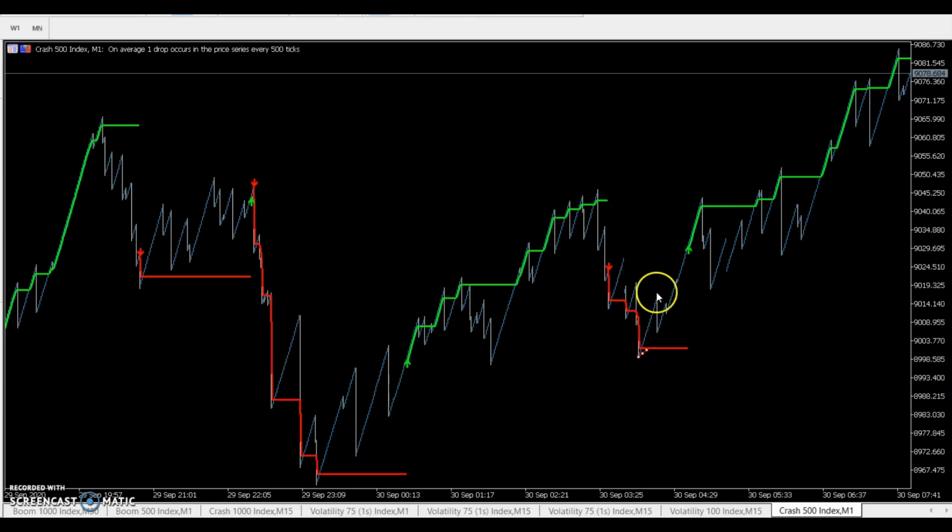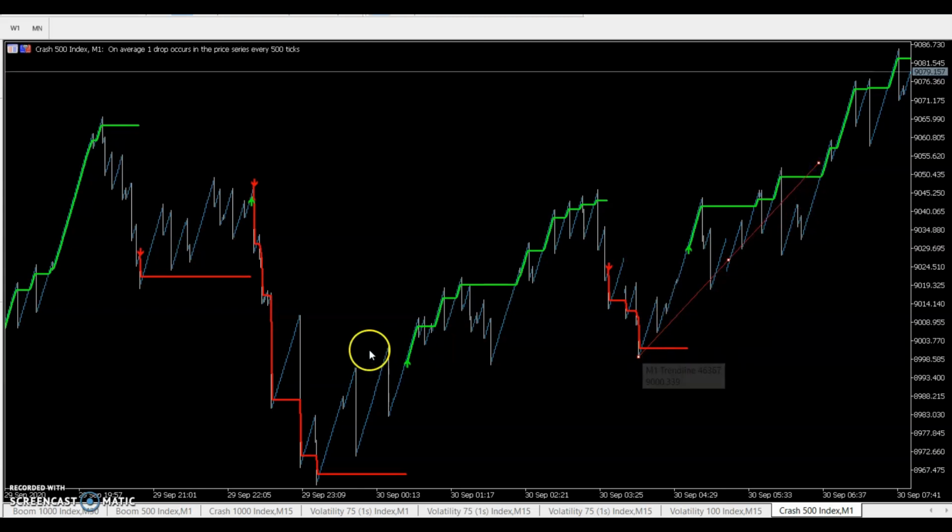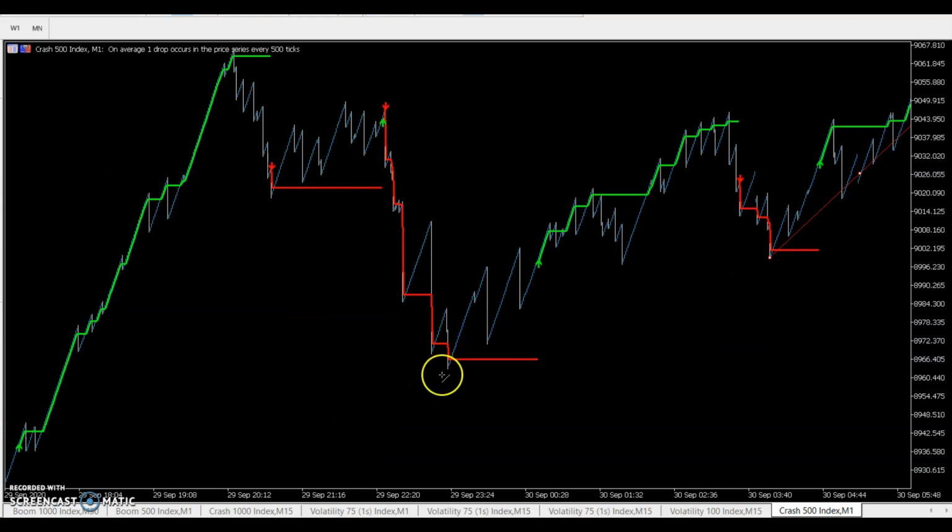You have to wait for these two spikes to appear so that you're able to draw a straight line. So we're going to draw a diagonal line like this using these two points. Everywhere you see this, you draw a straight line.